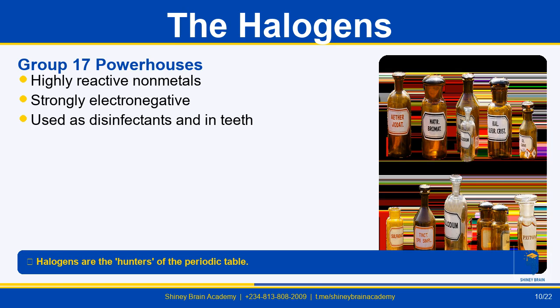Sitting right next to the noble gases in Group 17 are the halogens. If noble gases are the calmest elements, halogens are the most aggressive. They are missing exactly one electron to fill their outer shell, so they are constantly hunting for an electron from other atoms. This makes them incredibly powerful disinfectants. We use fluorine in our toothpaste to harden enamel and chlorine to keep our swimming pool safe.